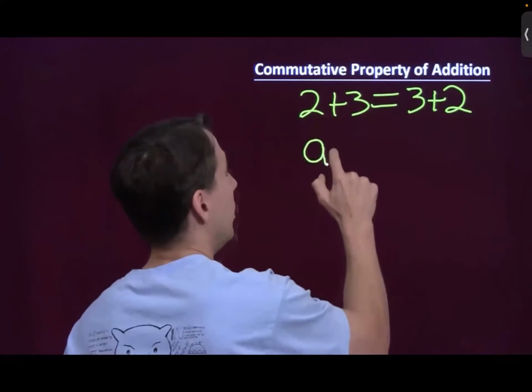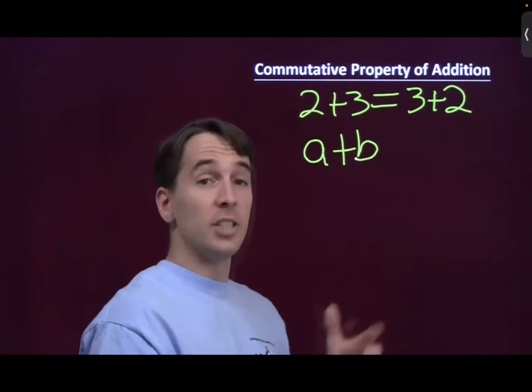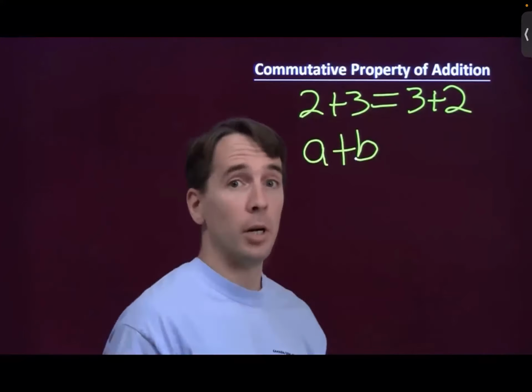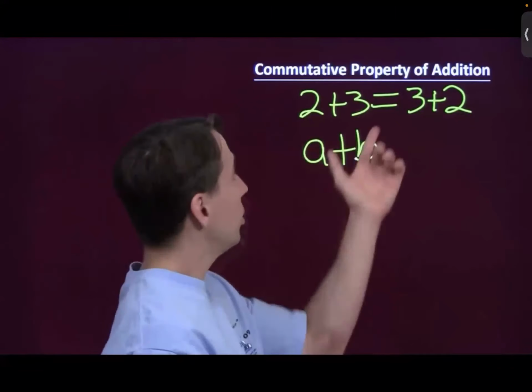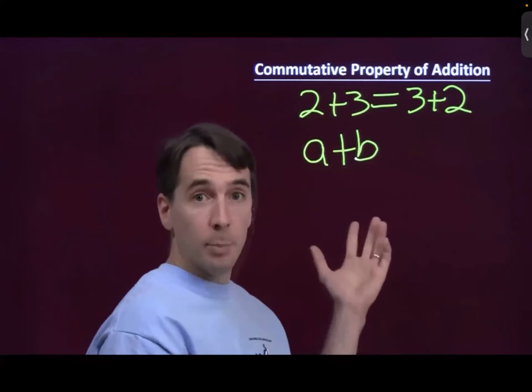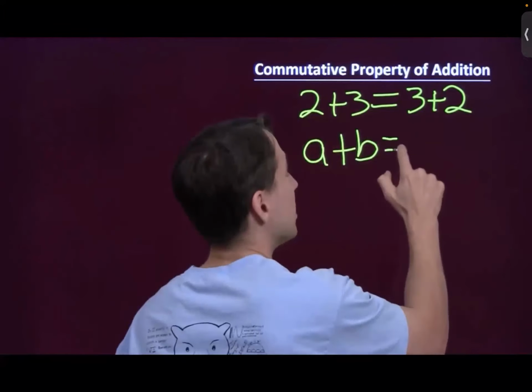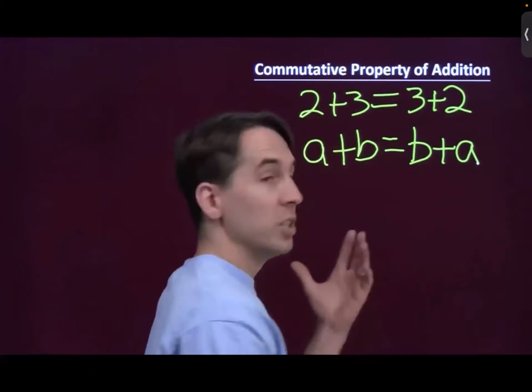So I'm going to write A plus B. And each of these letters is a variable that stands for some number. And we can choose whatever number we want to put in there, like 2 and 3. And what the commutative property tells us is that it doesn't matter what order I add these in. A plus B is the same thing as B plus A.